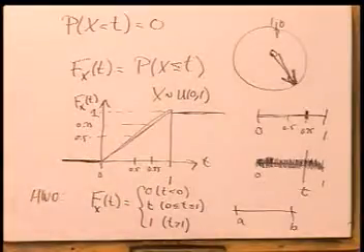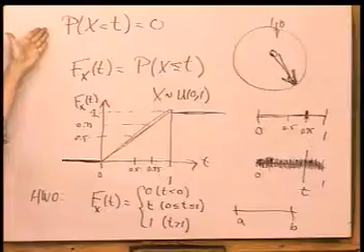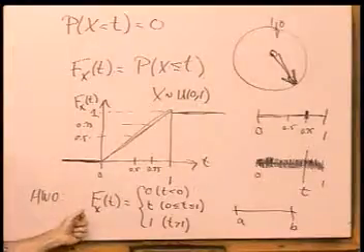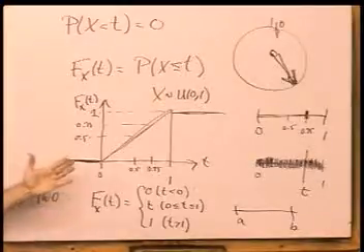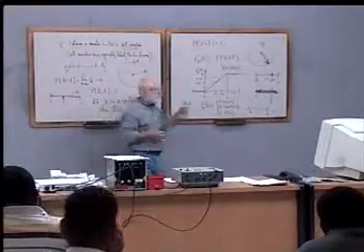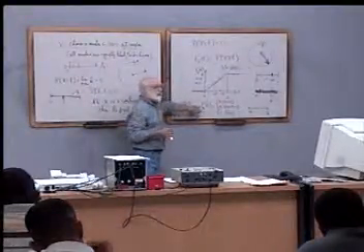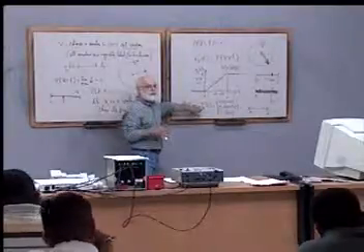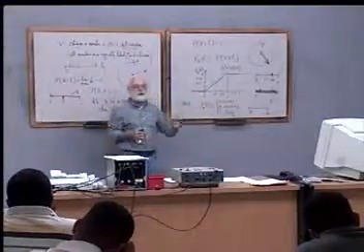So what we see is that if a random variable is discrete, it has a probability mass function and a probability distribution function. If the random variable is continuous, it does not have a probability mass function, but it still has a probability distribution function. So therefore, the distribution function is more fundamental than the probability mass function, even though the probability mass function is simpler in the discrete case.